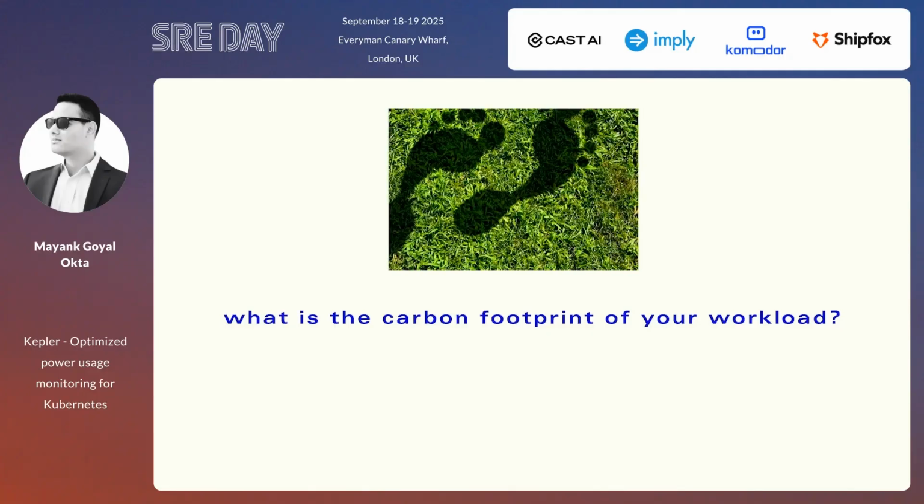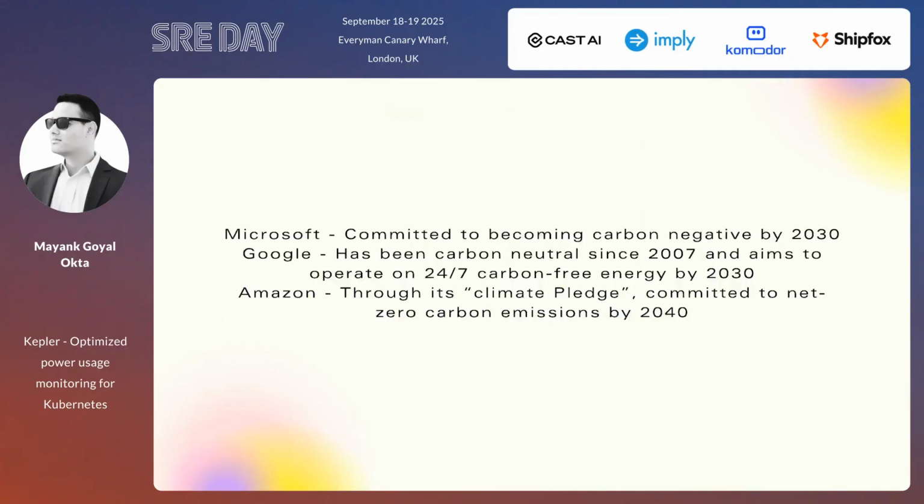Most of the C-level people in companies like Google and Apple have commitments for zero carbon emissions by some year. I can give you examples: Microsoft is committed to becoming carbon negative by 2030. Google has been carbon neutral since 2007 and is aiming to operate on 24/7 carbon-free energy by 2030. And Amazon also took a climate pledge, committing to net zero carbon emission by 2040.